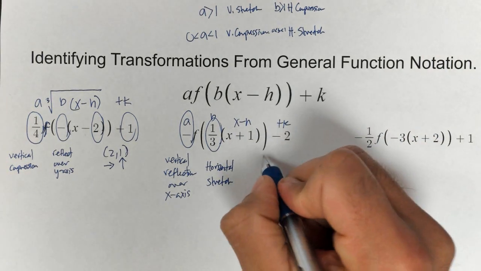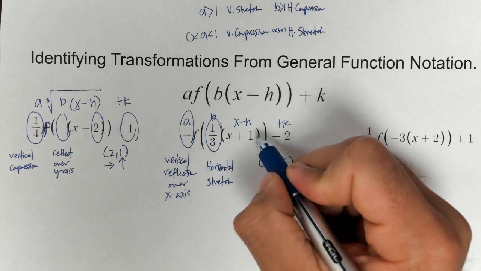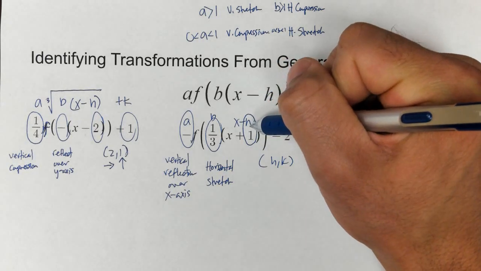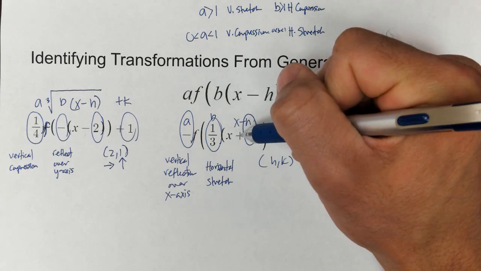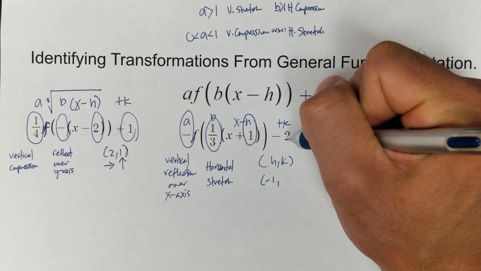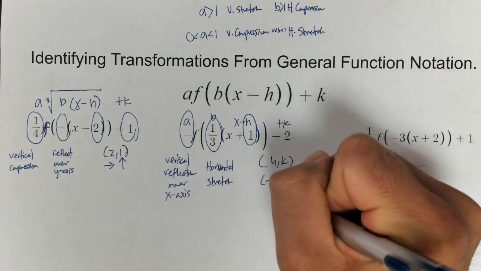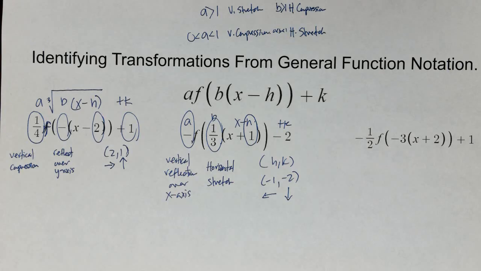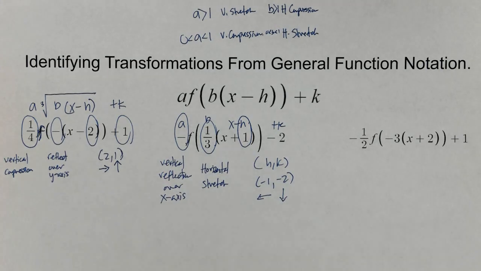Now, what is our h and k? If we're dealing with x minus h, that means that this one must have been a -1, right? X minus -1 turns into +1. So h is -1, and then k is -2. So this function got moved to the left 1 and down 2 units. All right. This problem puts everything together.